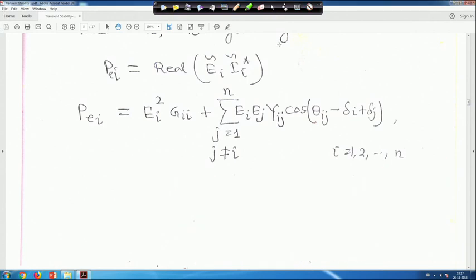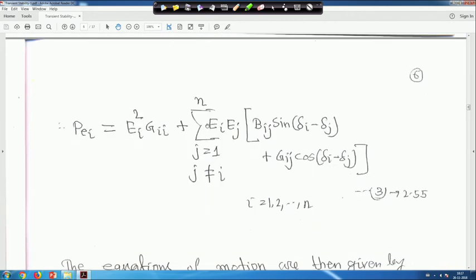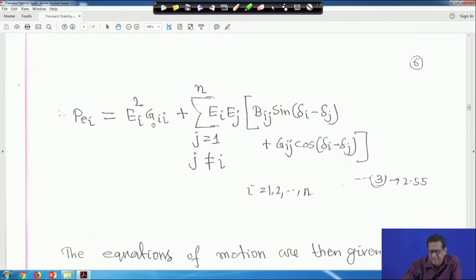That is why we are writing that P i equals E i square g ii plus sum over j equal to 1 to n of E i E j, b ij sin delta i minus delta j plus g ij cos delta i minus delta j. I showed you that this is also for i equal to 1 to n. This is equation 3.